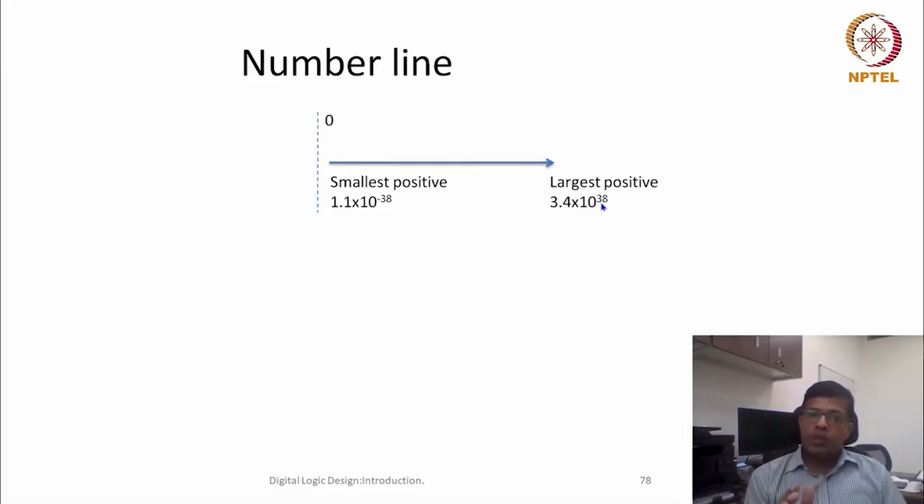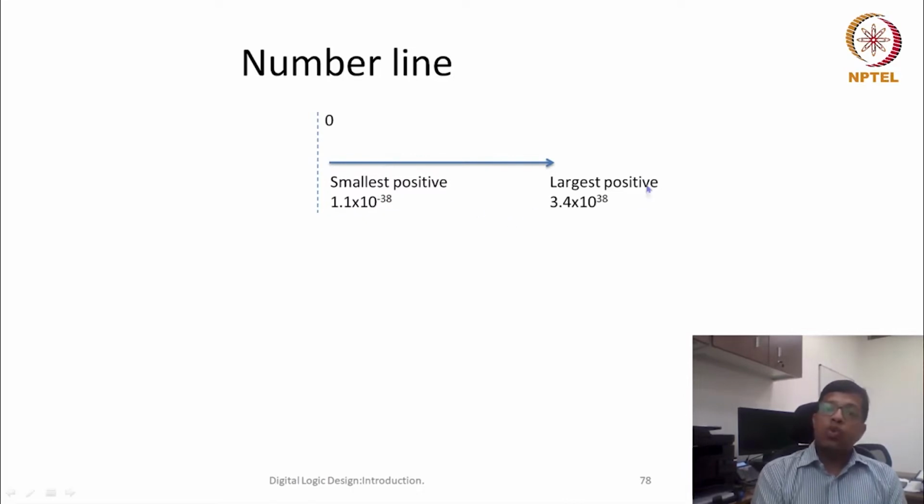So what does this mean? Try to understand this, that this number 1.1 into 10 to the power minus 38 is very, very close to 0. Because it is very close, it can be approximated to 0 also in certain scenarios. But still the fact remains that there is a discontinuity, that we cannot represent any number smaller than 1.1 into 10 to the power minus 38.